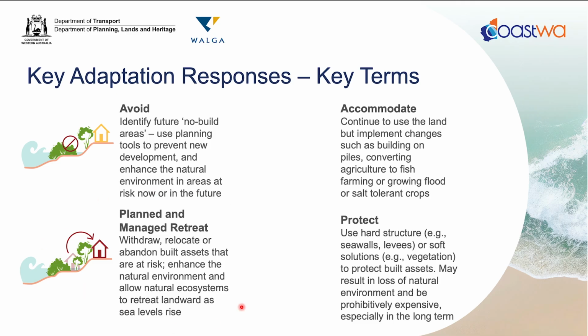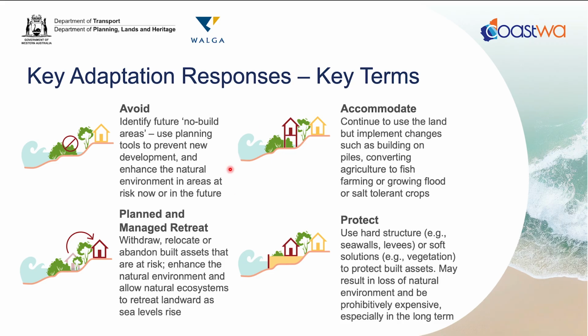The second in the hierarchy, so this is preferential and sequential, is planned and managed retreat. So to withdraw, relocate, or abandon built assets that are at risk. This is an incredibly complicated option because it means in some cases removing assets that are much valued by the community, and in other cases it implicates private landowners and relatively significant public assets. It can be quite costly, but it has the impact of removing the risk or the vulnerability entirely.